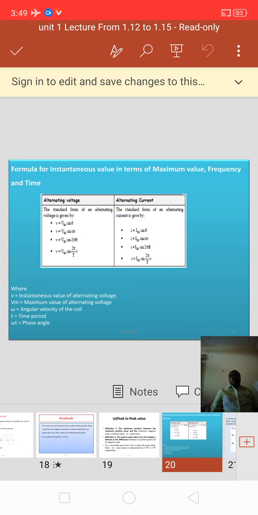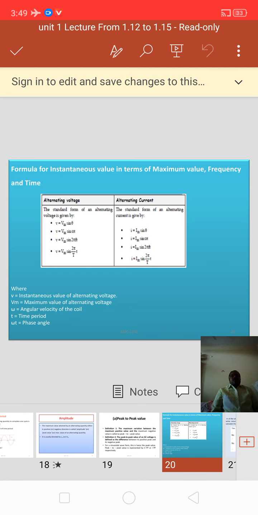For alternating voltage, we have V equal to Vm sin omega t. For alternating current, we have I equal to Im sin omega t. Here V represents the voltage corresponding to the alternating voltage, and Vm represents the maximum value of voltage. Omega represents the angular value, and t represents the time taken for the angular value.